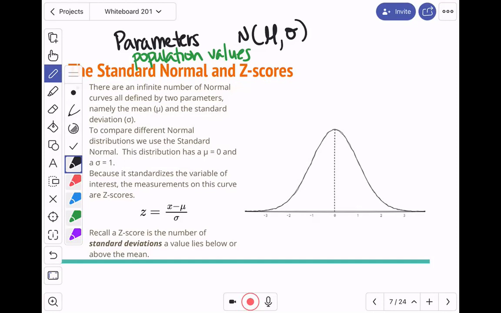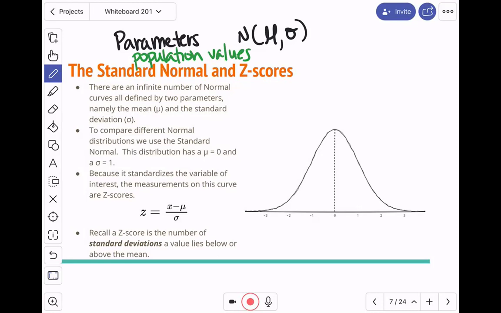So based off of that, this becomes a problem when we try to compare things. If they have different means and different standard deviations, it's hard to compare distributions. So what we found is that using a transformation, we can get everything back down to what's called the standard normal. And again, the word standard means average. So a standard normal is the average normal curve.